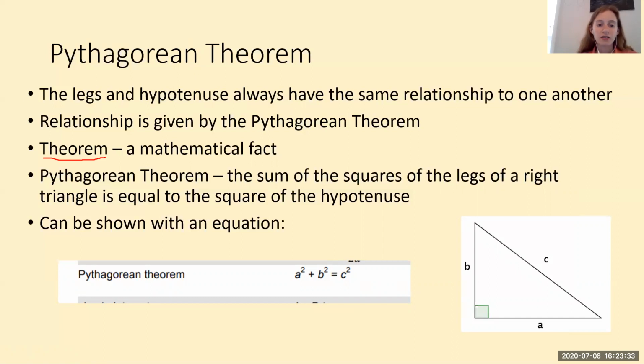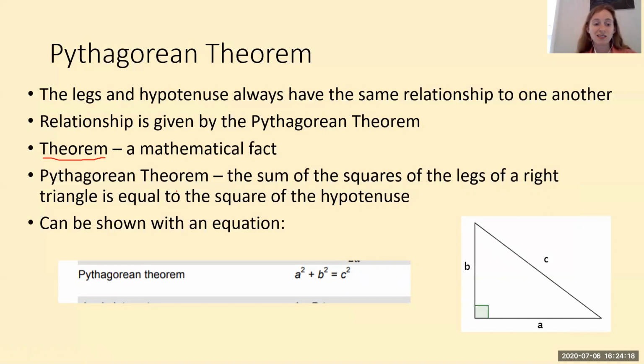So the Pythagorean theorem, like I said, describes the relationship between the three sides of a right triangle. And what it says is that the sum of the squares of the legs of a right triangle is equal to the square of the hypotenuse. So that's true for every single right triangle in the whole universe. Doesn't matter if you draw a right triangle or I draw a right triangle or your Aunt Peggy draws a right triangle. All of us are going to have right triangles that follow this relationship.